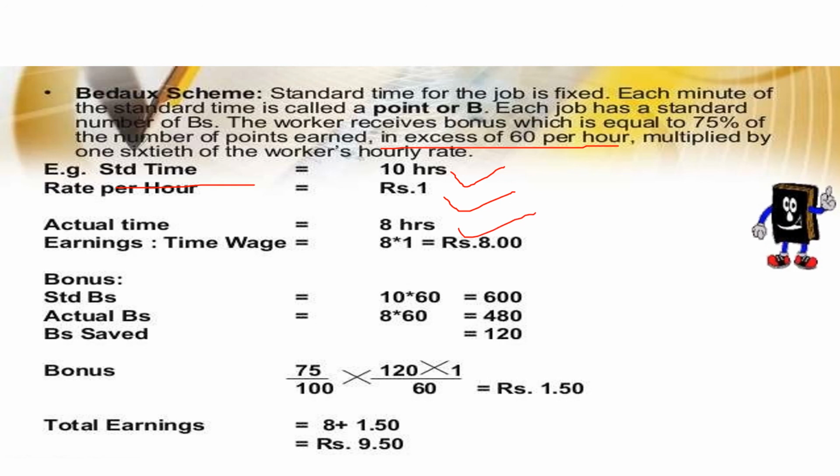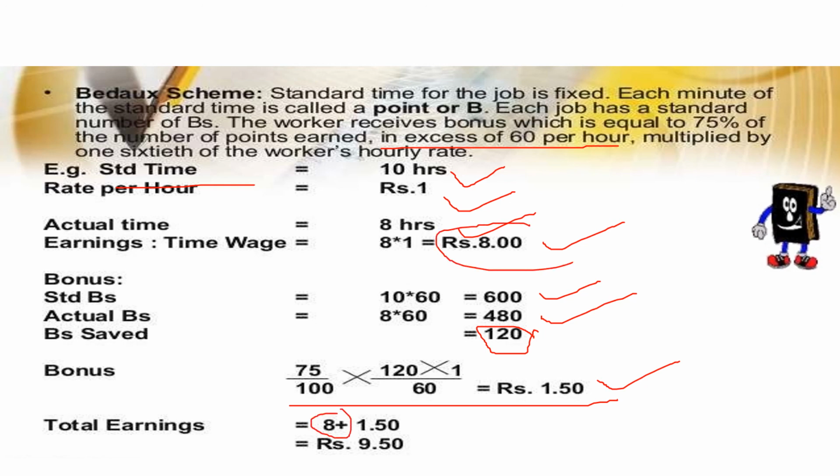So earning would be 8 into 1 normal rate, that is 8 rupees. Let us calculate the bonus. 10 into 60 is 600 Bs, and actual Bs would be 480 Bs. So what is the time he has saved? 120 Bs. So we can apply the same formula. We will get the bonus as 1 rupee 50 paisa, and the normal rate is 8 rupees that he is going to get, plus 1 rupee 50 paisa bonus, so that would be 9.50.